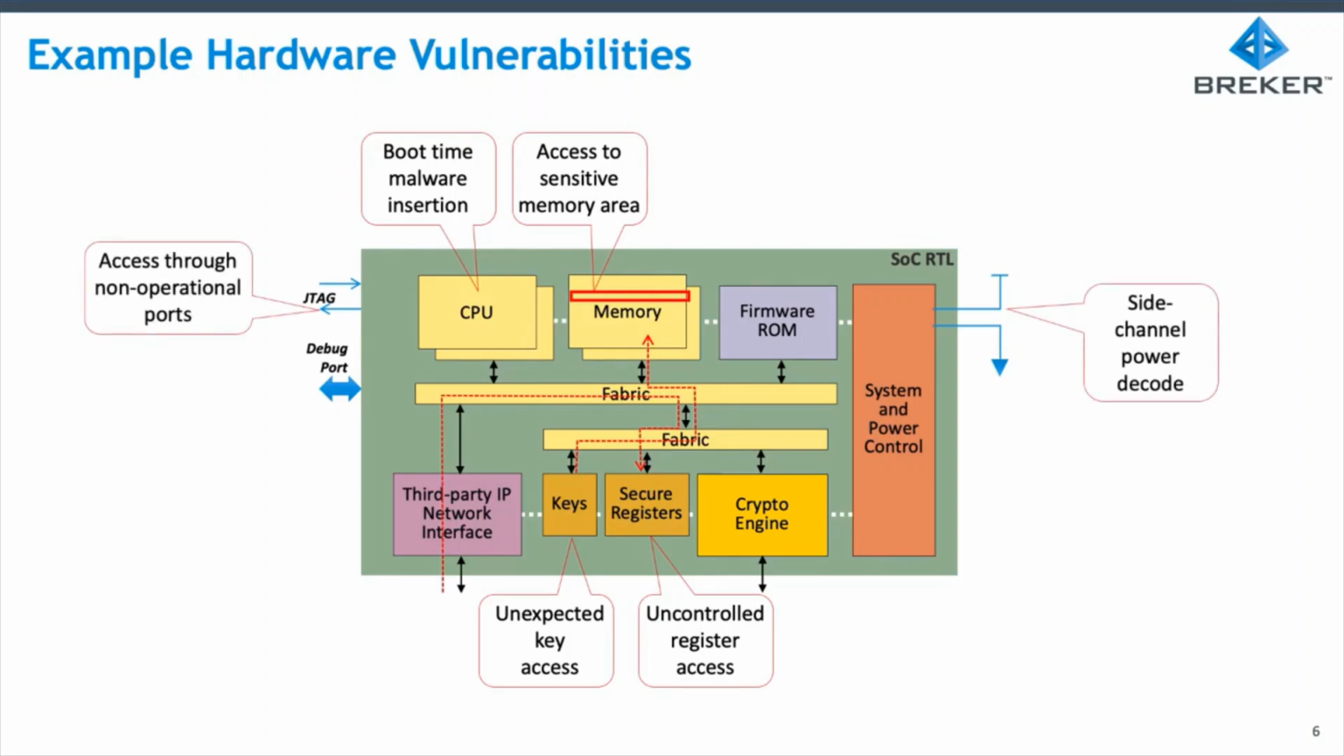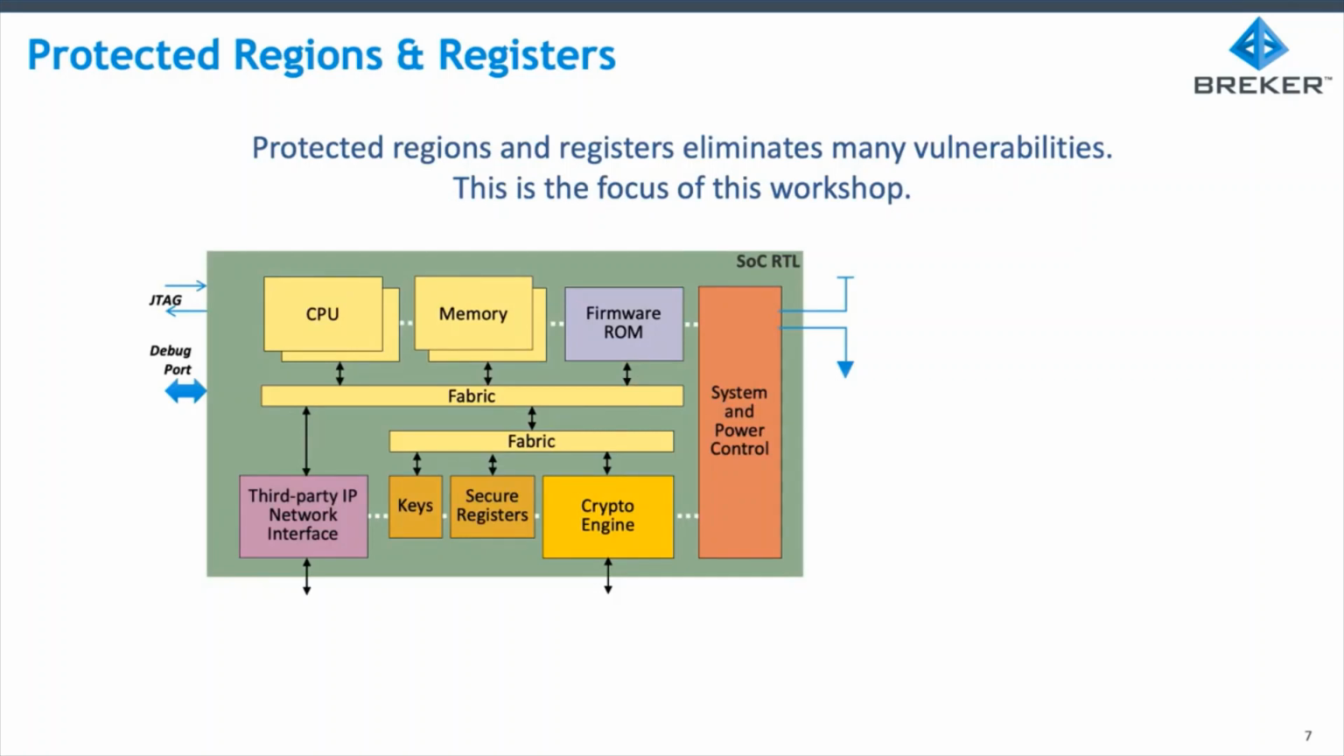Access can be provided through ports that are unexpected, for example, debug or JTAG ports in a system, and even the power rails can be examined using side channel effects to understand different operations in the chip and figure out security holes. Trojans or malware can be placed in third-party IP or even firmware or FPGA fuse maps that can be used inside the system. So all of these vulnerabilities can create security flaws in hardware that can be used to affect the entire system. The focus of this workshop will be on protected regions and registers that can be used to eliminate many of the vulnerabilities that we've just been discussing.